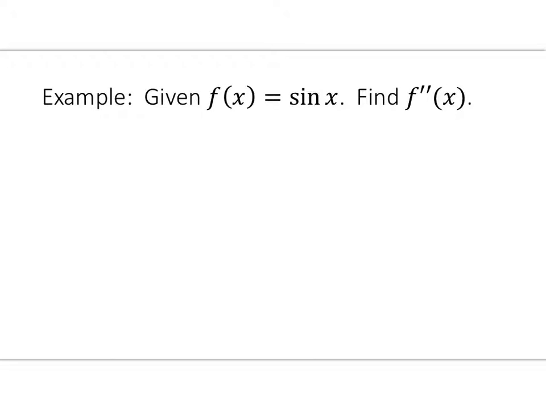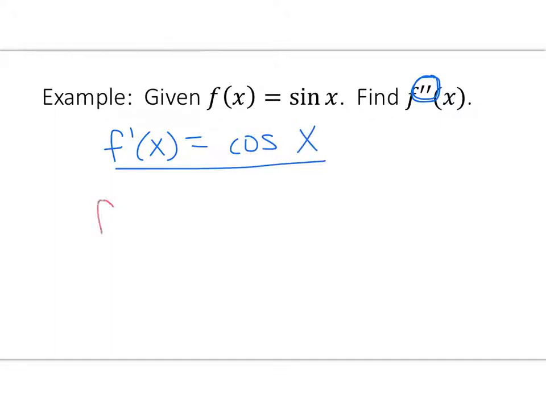Okay, again, now we're going to start with f of x equals sine of x. And now I want to find f double prime. That just means find the second derivative. So I'm going to do the whole process twice. We know the derivative of sine of x, so f prime of x is just equal to cosine x. Now I take the derivative of this piece, so I'm doing f double prime of x. The derivative of cosine is negative sine of x.